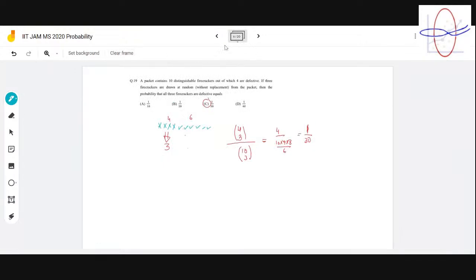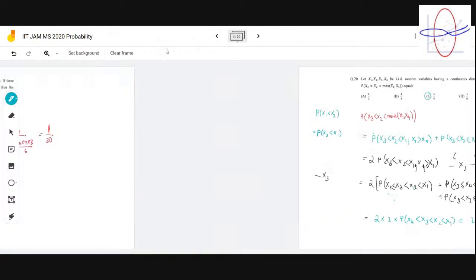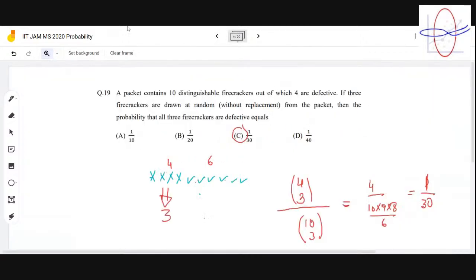Okay, this is a combinatorics problem, and this is a really interesting problem. This is for probability 1 again. A packet contains 10 distinguishable firecrackers, out of which 4 are defective. Whenever this type of problem comes to your mind, you think maybe there is a binomial. You can maybe formulate it in terms of binomial, but no, it's not a binomial, because it's taken without replacement. It's SRSWOR, but I think it can be easily done with probability theory.